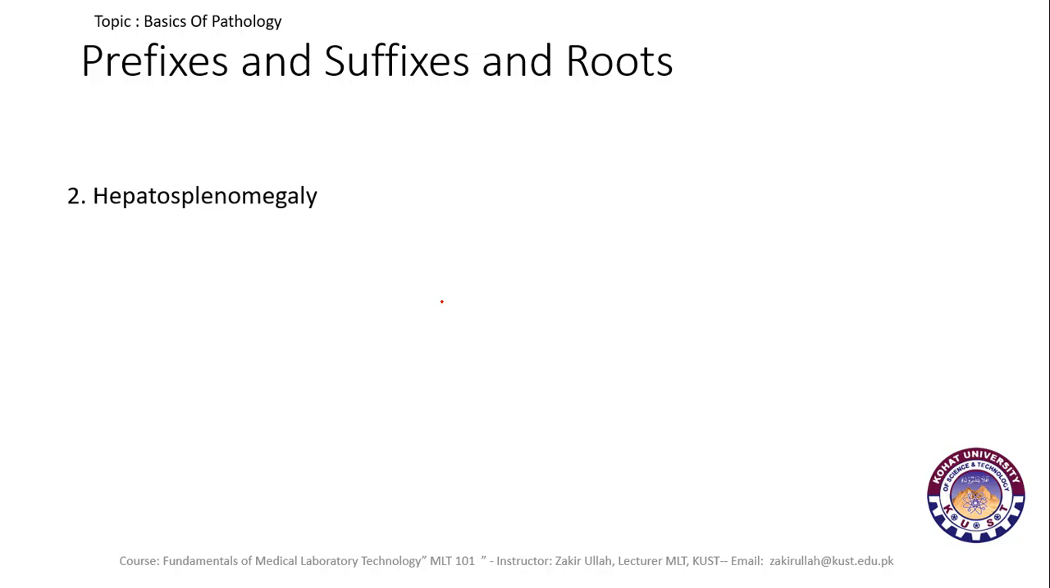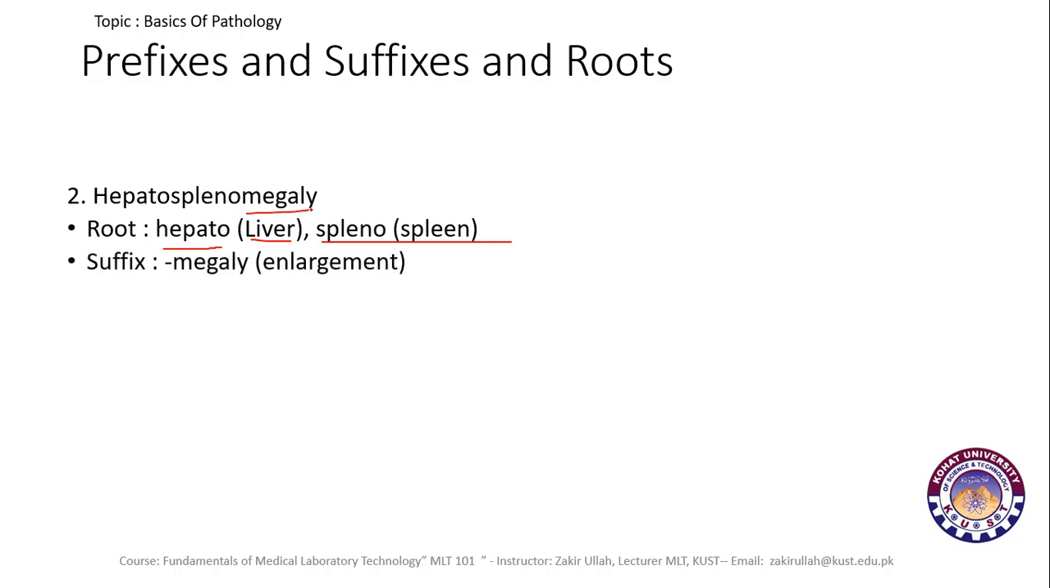Another example of the prefix and suffix is hepatosplenomegaly. Here the root is hepato, which stands for the liver, and spleno stands for the spleen, and megaly means enlargement. So hepato and spleno are both roots, and this is only the suffix which is attached to these roots. So this suffix gives the meaning that there is an enlargement of the liver and enlargement of the spleen.